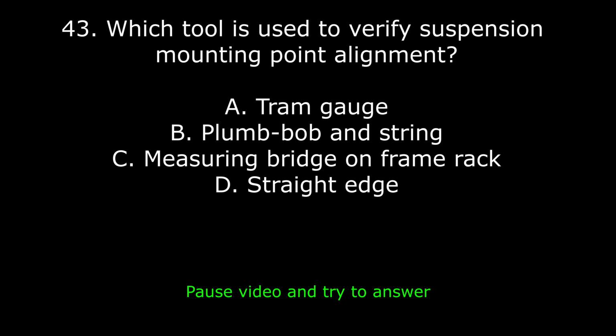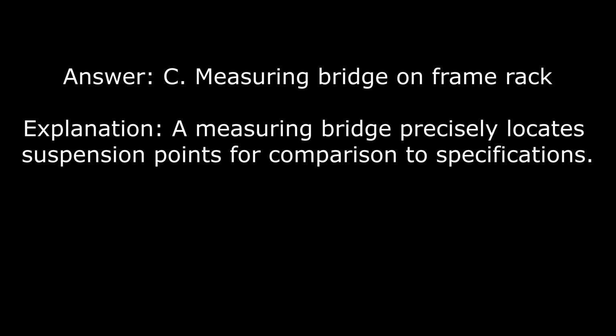43. Which tool is used to verify suspension mounting point alignment? A. Tram gauge. B. Plumb bob and string. C. Measuring bridge on frame rack. D. Straight edge. Answer C. Measuring bridge on frame rack. Explanation. A measuring bridge precisely locates suspension points for comparison to specifications.